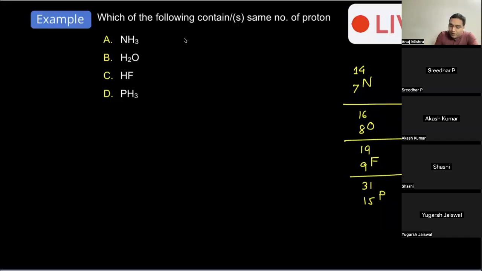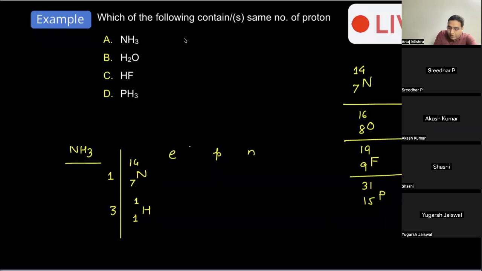So when we talk about NH3, its bifurcation: N and H. How many N? 1 N, and how many H? 3 H. Is it clear? H, H, H, 3 hydrogens. Nitrogen is 7 and 14. Hydrogen is 1H1. We know that. So first you write E, P, N, just considering this number.